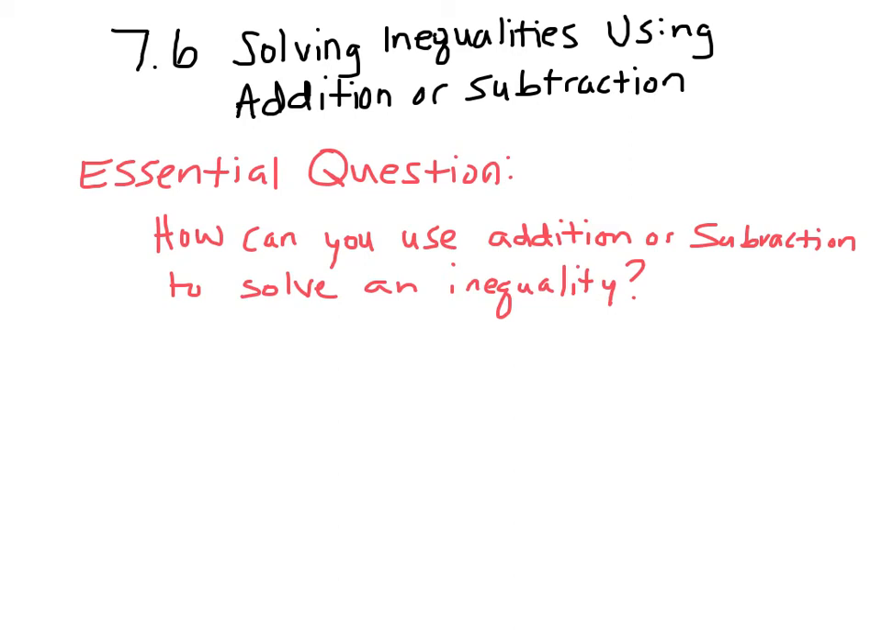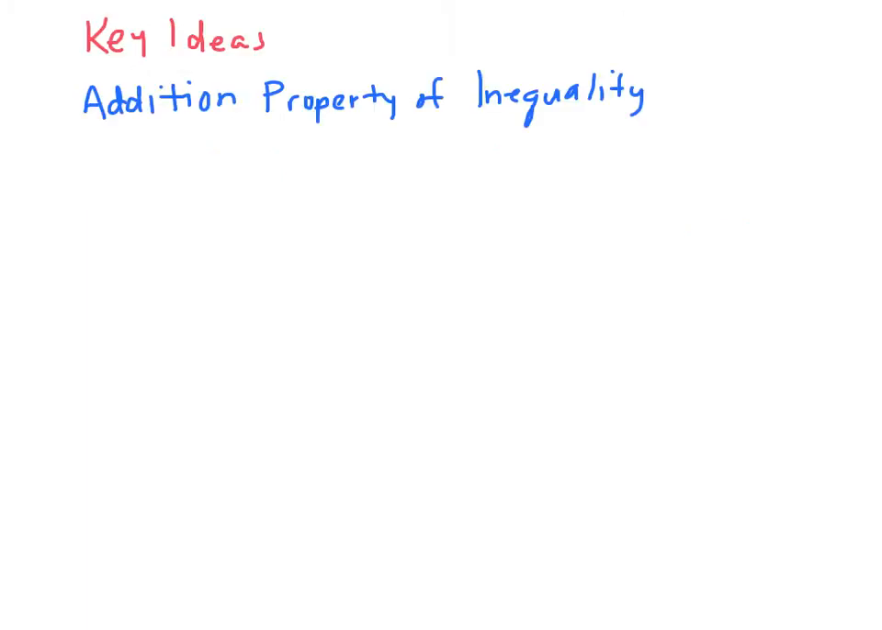Welcome to 7.6. It's solving inequalities using addition or subtraction. Your essential question for the section is, how can you use addition or subtraction to solve an inequality? To start this section off, we have our key ideas, and the first one is the addition property of inequality, and the next one is the subtraction property of inequality.